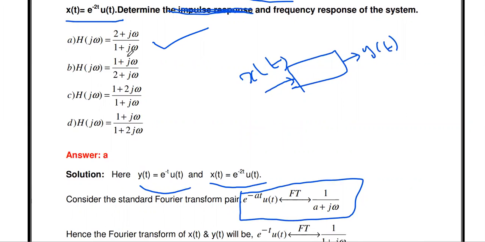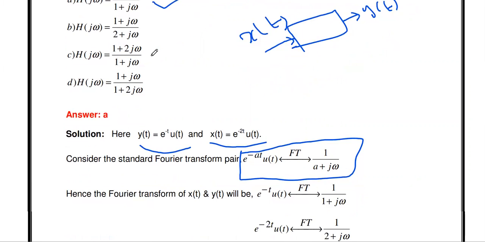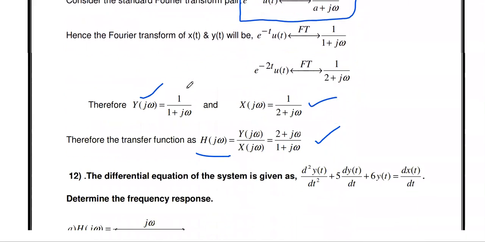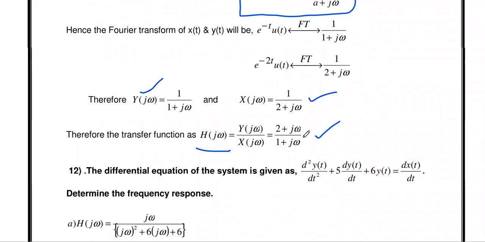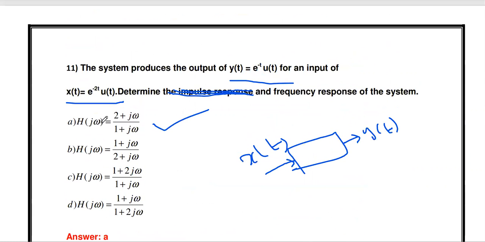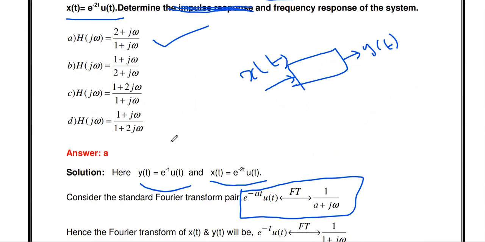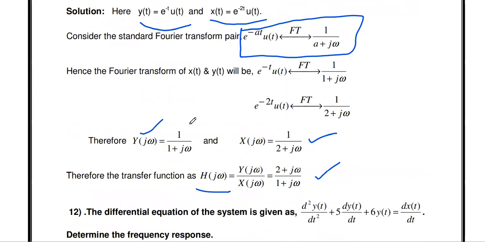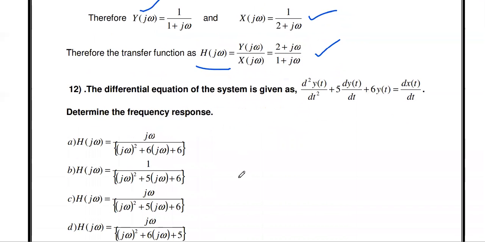You can see only a small difference in the remaining three choices, so you have to note down the correct one. Our correct answer is 2 plus j omega by 1 plus j omega. So A is the correct answer. If input and output are given, you just convert into Fourier domain, then you take the ratio of Y of j omega by X of j omega. It is nothing but the frequency response of the system.